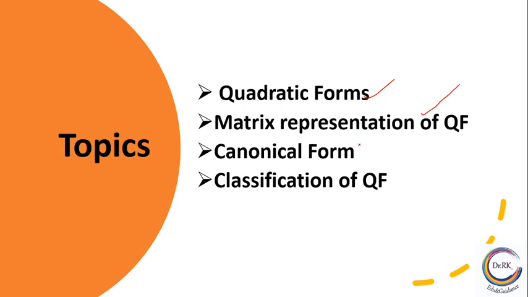What we do is we'll convert the quadratic form into canonical form. Based on the canonical form, we can understand the nature of the quadratic form. These are the topics which we are going to discuss in today's class.